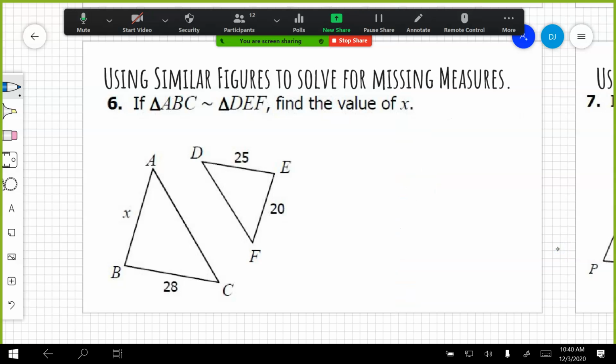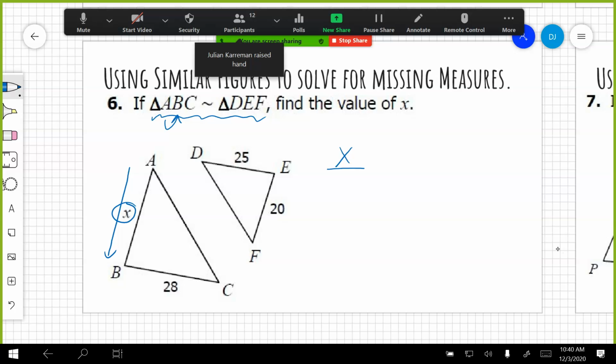So looking at number 6, this one's a little different because they don't tell us a ratio between the two sides, or two polygons. But we do know the similarity statement. They tell us it is similar, and we can find the value of x. So if I start off with looking at A and B, so A to B is going to be x. Can anybody tell me the side that is corresponding or related to AB on the other triangle? Go for it, Julian. DE. DE, because it's the first and second letter.